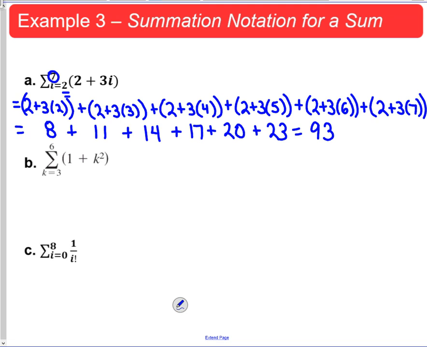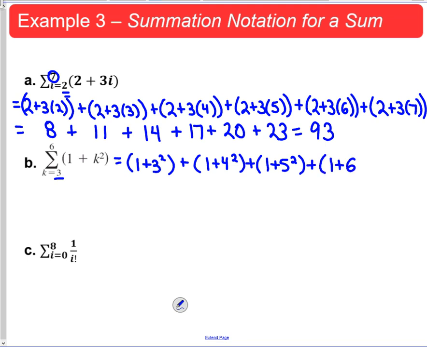Okay. For part B, I don't have as many terms to find because I get to start at the k value of 3. I get to start by substituting 3 in, and I stop as soon as I plug in a 6. So you're going to look at 1 plus 3 squared. Add on to that 1 plus 4 squared. Add on to that 1 plus 5 squared. Add on to that 1 plus 6 squared.